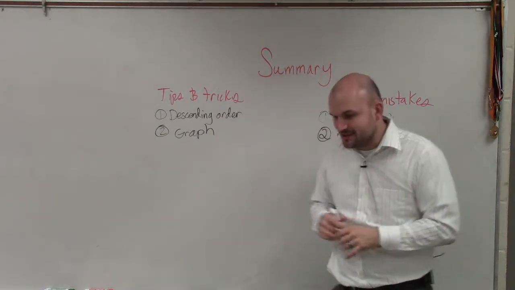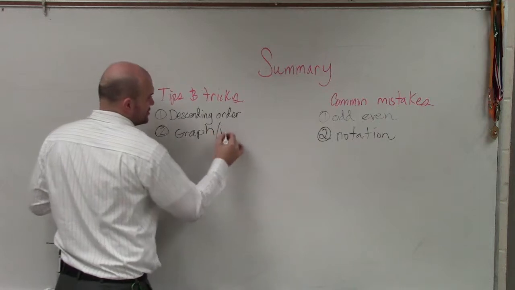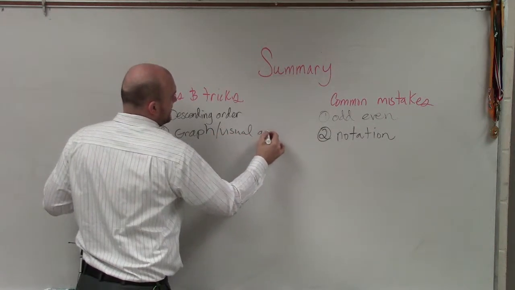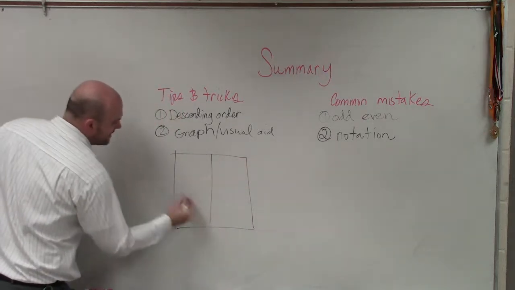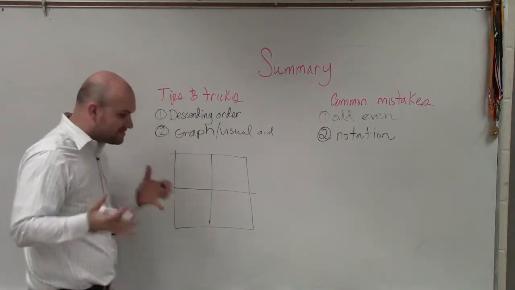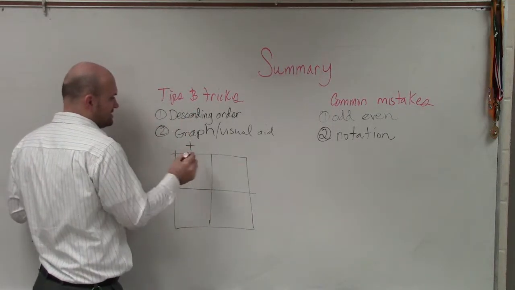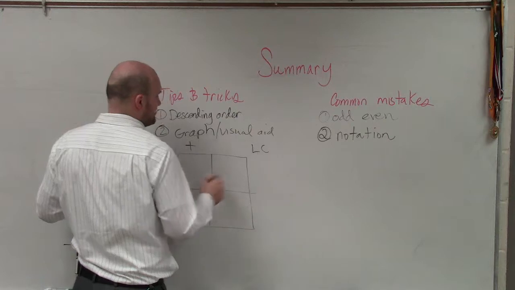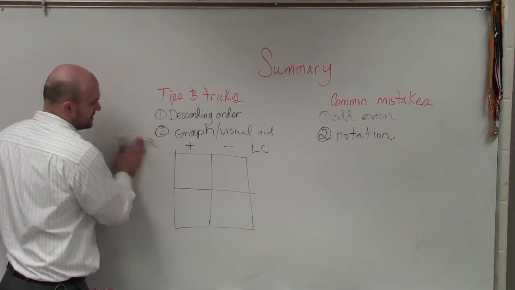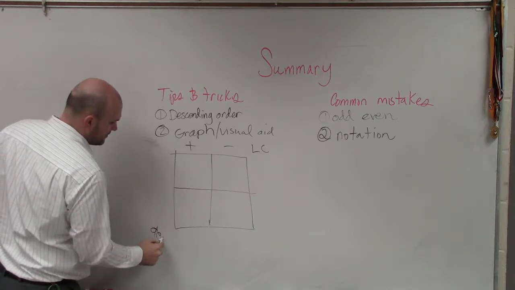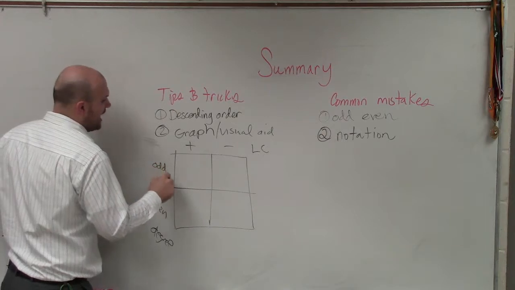The next thing is a visual aid. The way that I like to look at it, kind of like a Punnett square here, is to think of there being four possibilities of your end behavior. Your leading coefficient could be positive, or it could be negative, and your degree could be even, or it could be odd.